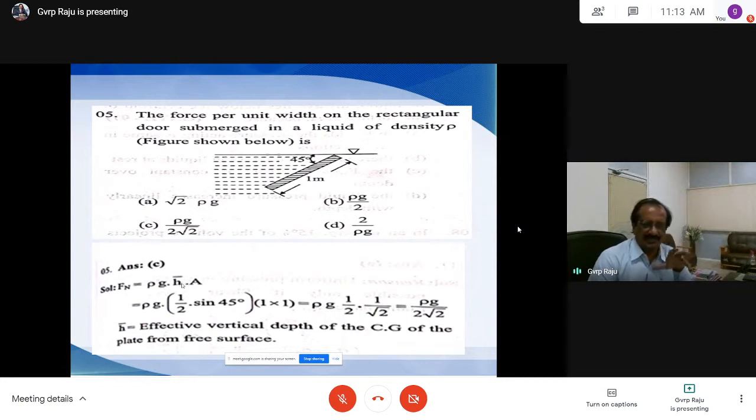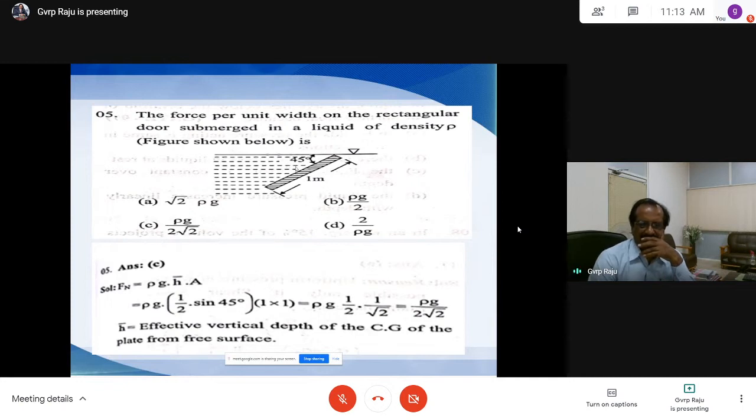So the force is W or rho G A h bar, where h bar is CG. The notation is different. Here rho into G you can use as it is, since rho G is there in every equation. And A is the area. The area, if it is 1 in the other direction, is 1, so 1 into 1 is the area.